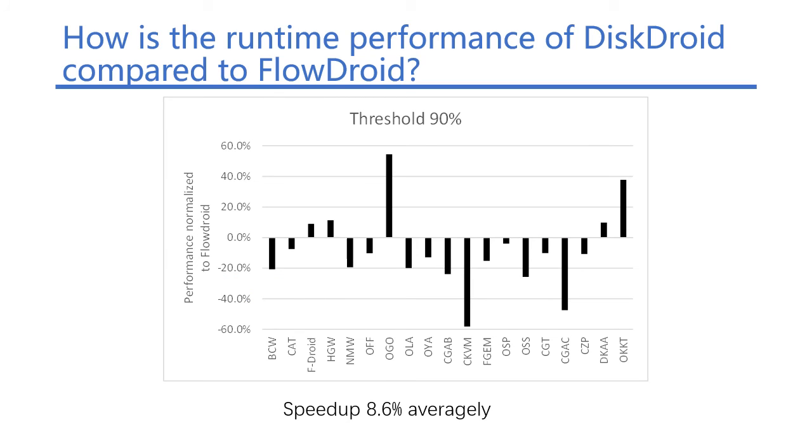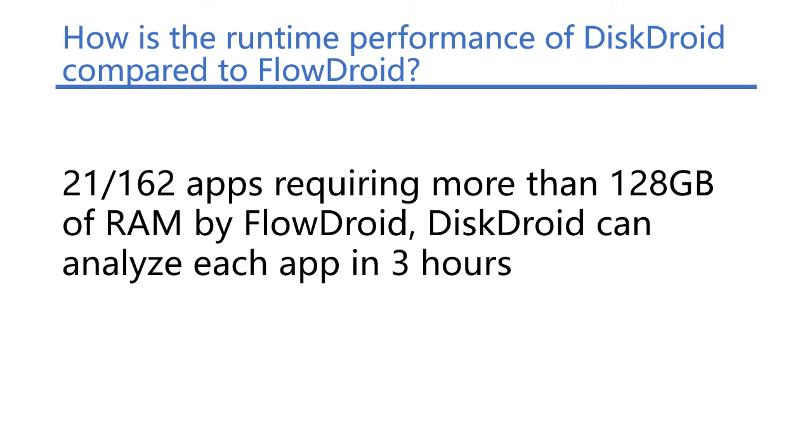We compare the performance of DiskDroid with the default configuration and FlowDroid. DiskDroid outperforms FlowDroid by 8.6% on average, despite having a much smaller memory budget. The performance differences of the two tools vary widely across the 19 benchmarks, from a large slowdown of 54.5% to a significant speedup of 58.1%. For 21 apps requiring more than 128 GB of RAM by FlowDroid, DiskDroid can analyze each app in 3 hours.